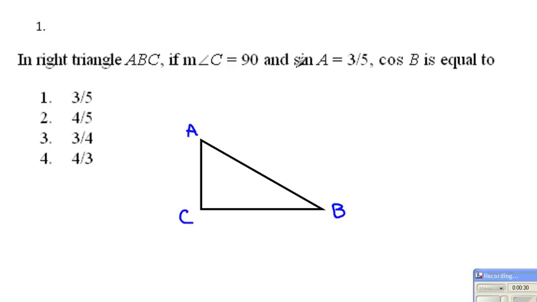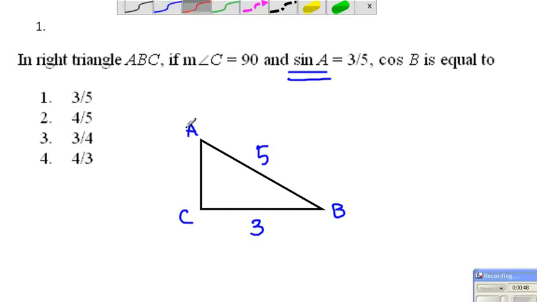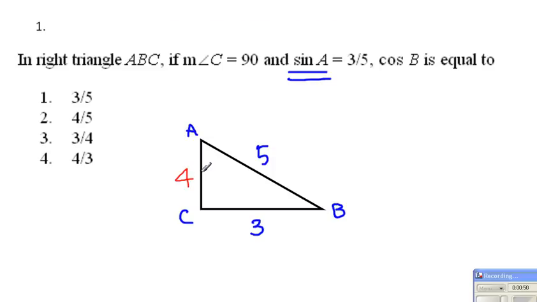Now, sine of A, as you can see, is 3 over 5. Since sine is the opposite over hypotenuse, hypotenuse would be 5, and opposite from A would have been 3. Then I know that it doesn't look like it, but this would be a 3, 4, 5 triangle. So therefore, we will realize that this side will be equal to 4.